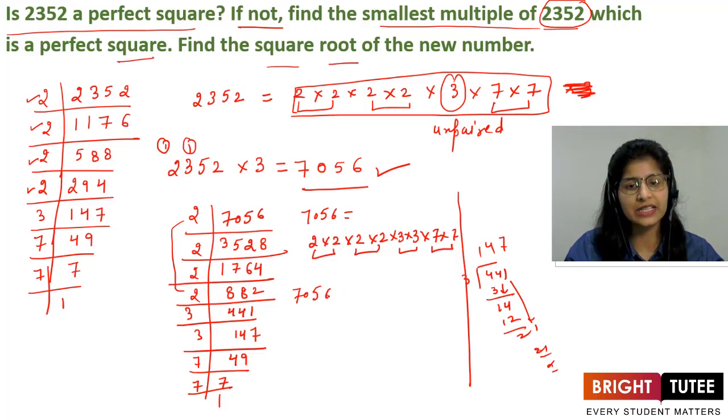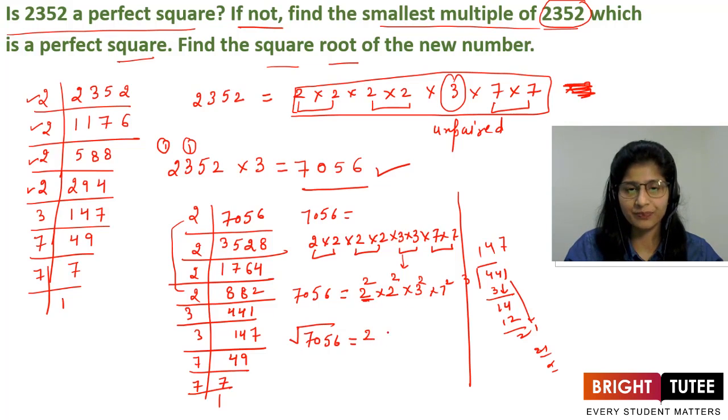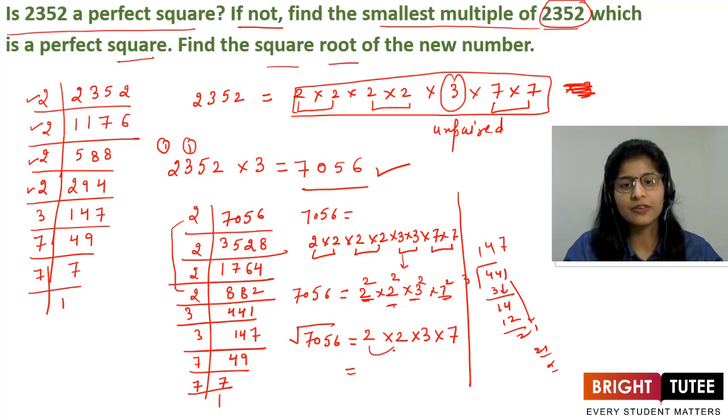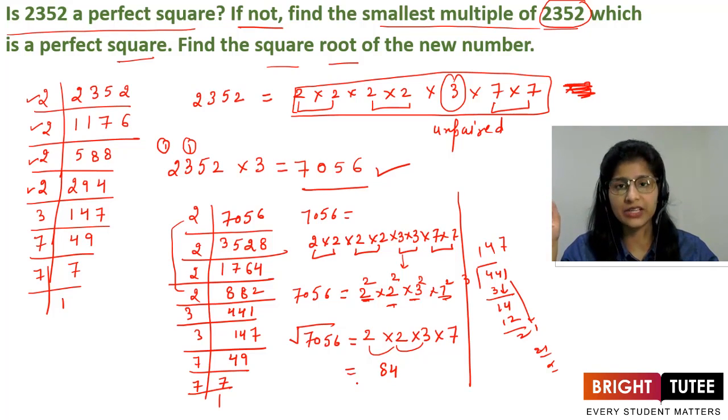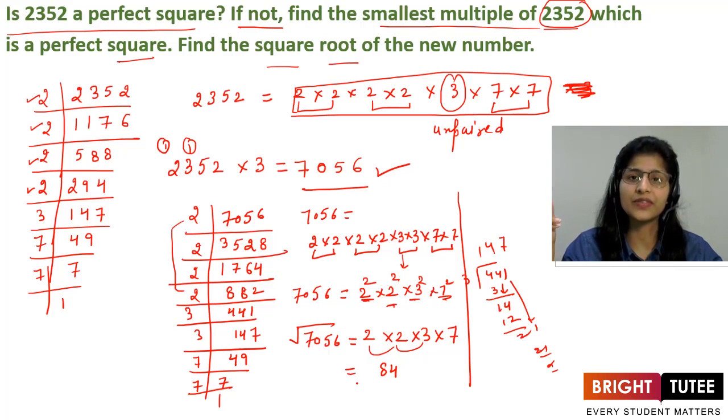Now 7056 can be written as 2 square, 2 square, 3 square, and 7 square. Clear? We know that in 7056 the prime numbers come 2 times as compared to the square root. So in the square root of 7056, we will take only 1 time. Here 2 is coming 2 times, we will take it 1 time. Again 2 times, we will take 2 one time. Again 3 as 1 time. 7 square, we will just take 7. So see how much do we get? 2 2s are 4, 4 3s are 12, 12 7s are 84. So 7056 is the square of 84 and the square root of 7056 is 84.